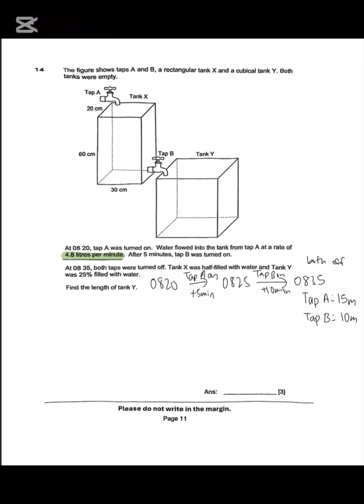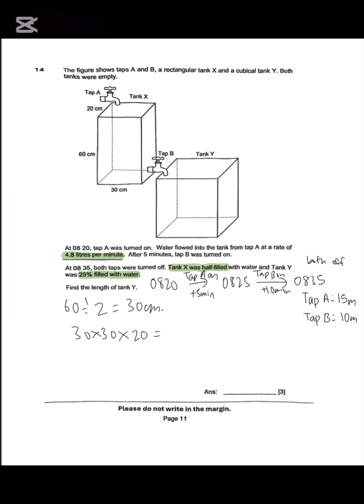So the key thing here is to note that tank X was half filled with water, and tank Y 25% filled with water. So how do we solve this question? Okay, so for tank X to be half filled with water, what is the volume at the end? Half filled means the height 60 divided by 2, 30, right? So 30 times 30 times 20.